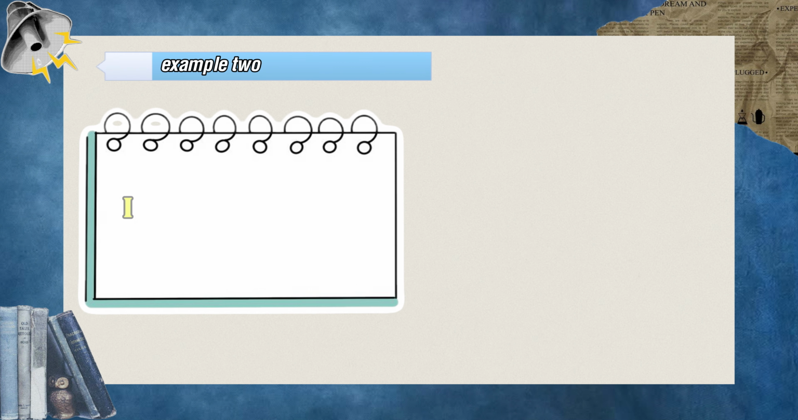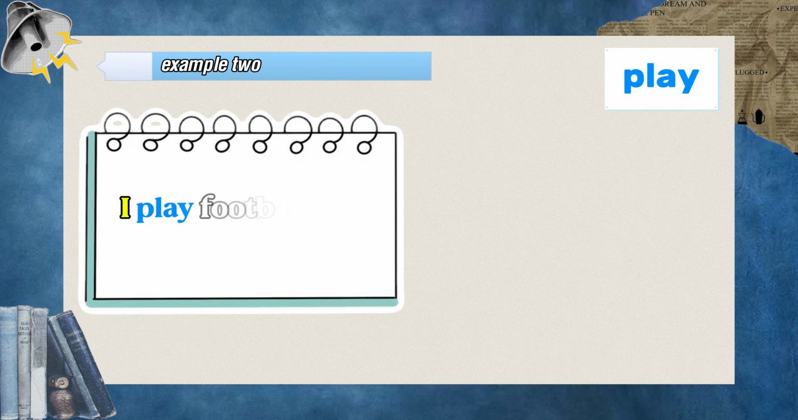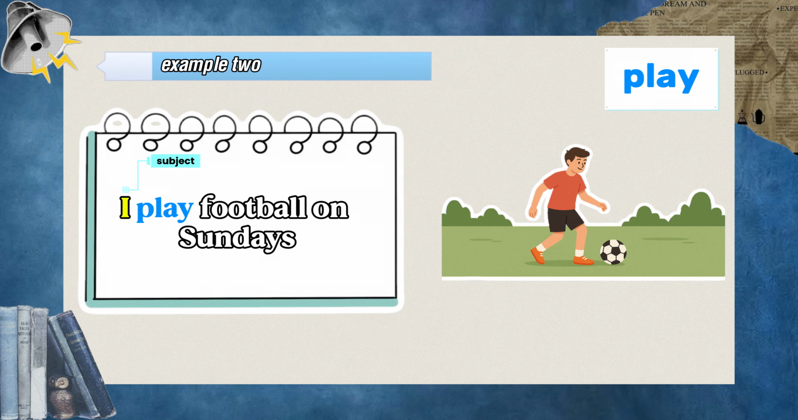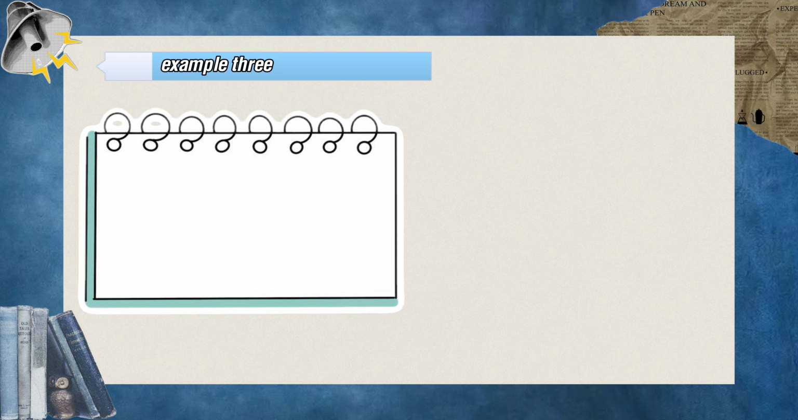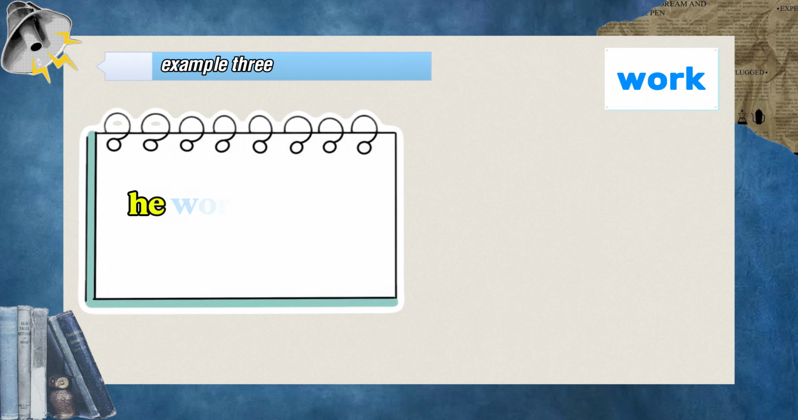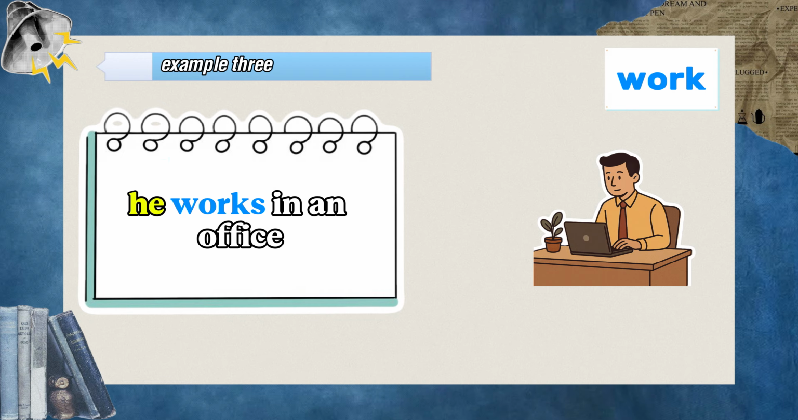Number two, I blank football on Sundays. Our verb is play. Right. I play football on Sundays. Here we don't add s because our subject is I. Example number three, he blank in an office, and our verb is work. That's correct. He works in an office. We add s to work because our subject is he.